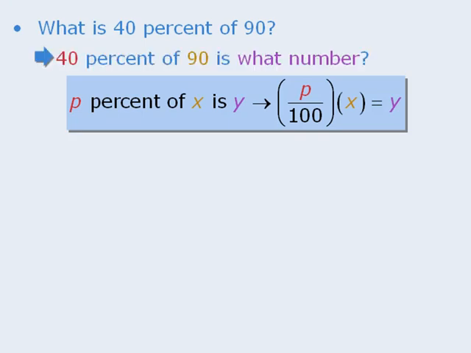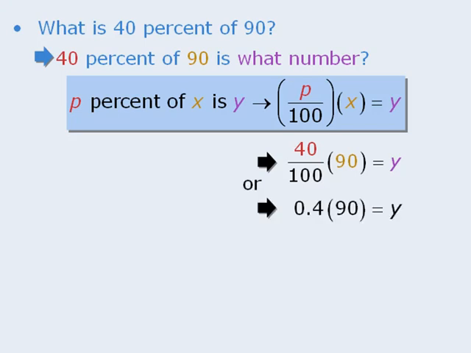the rule. When we do this, we can see that p equals 40, x equals 90, and our unknown value is y. So we can plug the values into the formula to get 40 over 100 times 90 equals y, which we could also write as 0.4 times 90 equals y if we want to use decimals. Now, we won't bother solving this equation or any subsequent equation, we'll just set up the equations for now.